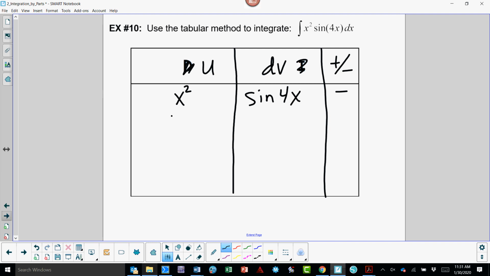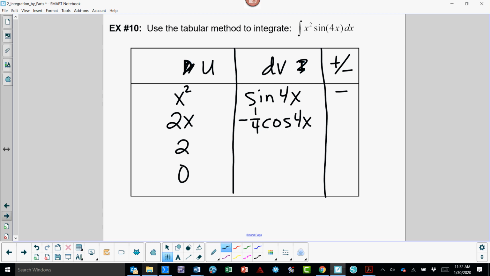Then I'm going to take derivatives. So I'm going to get 2x, then I'm going to get 2, then I'm going to get 0. So I'm going to have 4 rows here. Since I have sine of 4x, I'll have to integrate 4 times. If I integrate sine of 4x, I get negative cosine of 4x, and normally it would be times 4, so that means divided by 4 in this case.